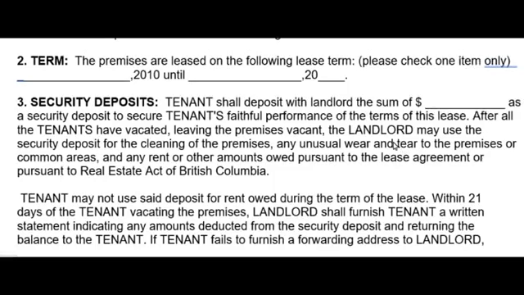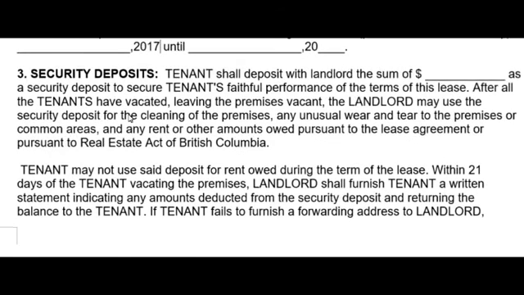Number 2, term. The premises are leased on the following lease term. Please check one item only. So blank line here for the date for 2017 until whatever date, say for example 2019, whatever you want.